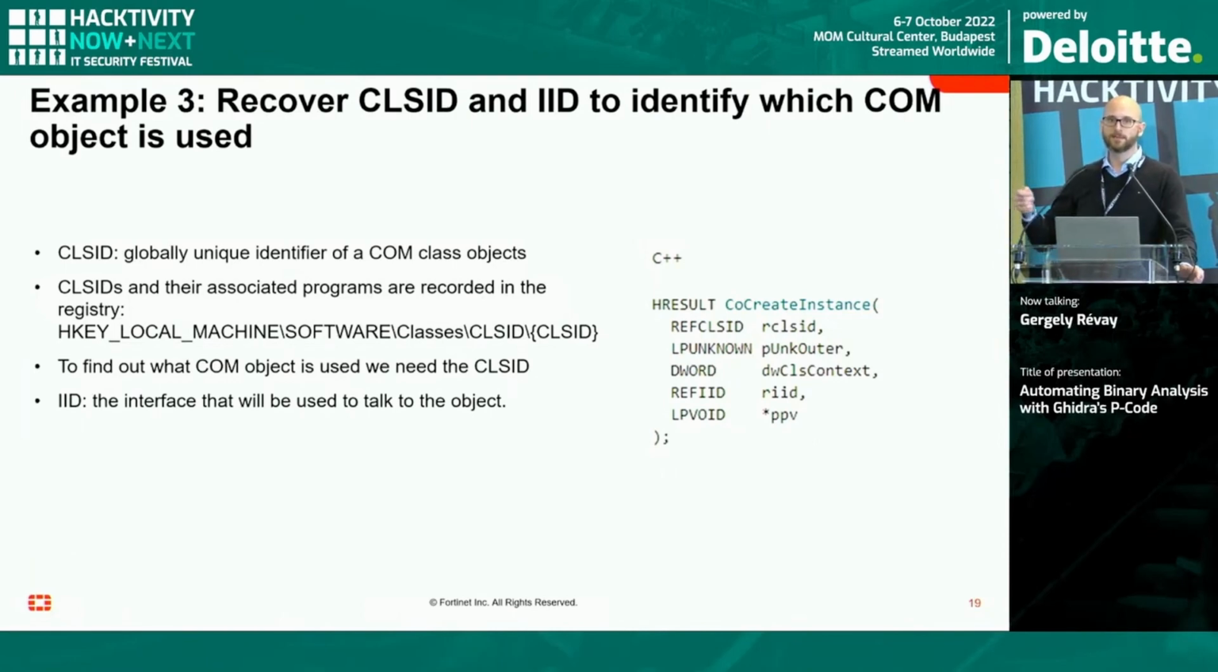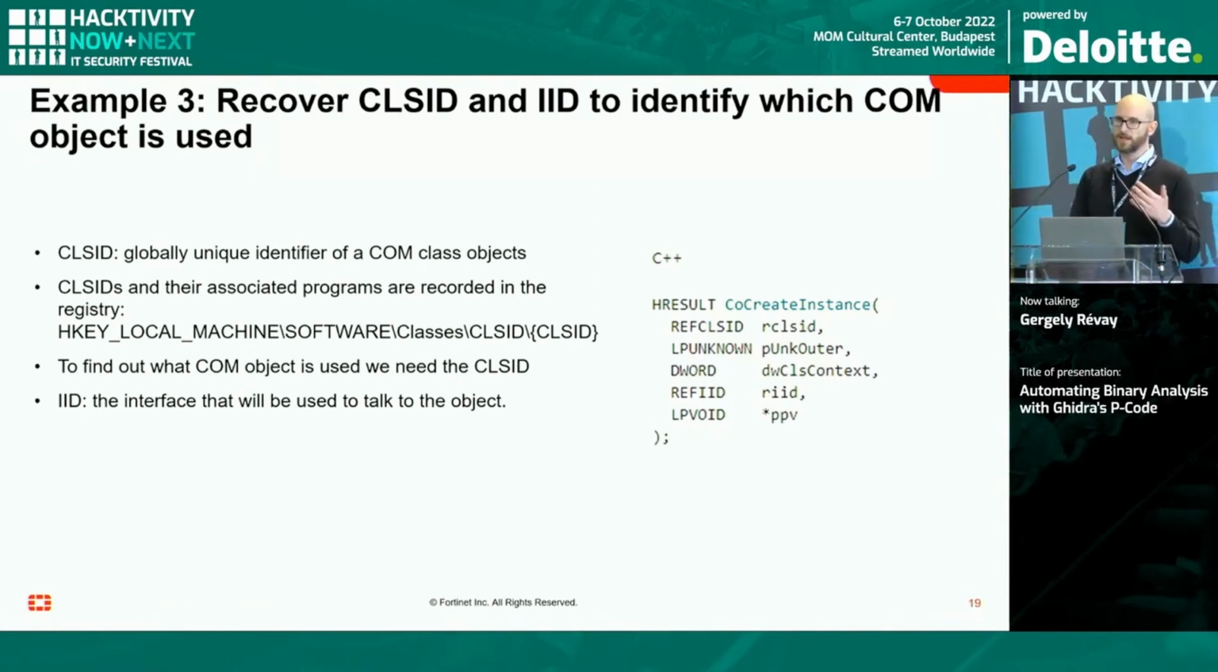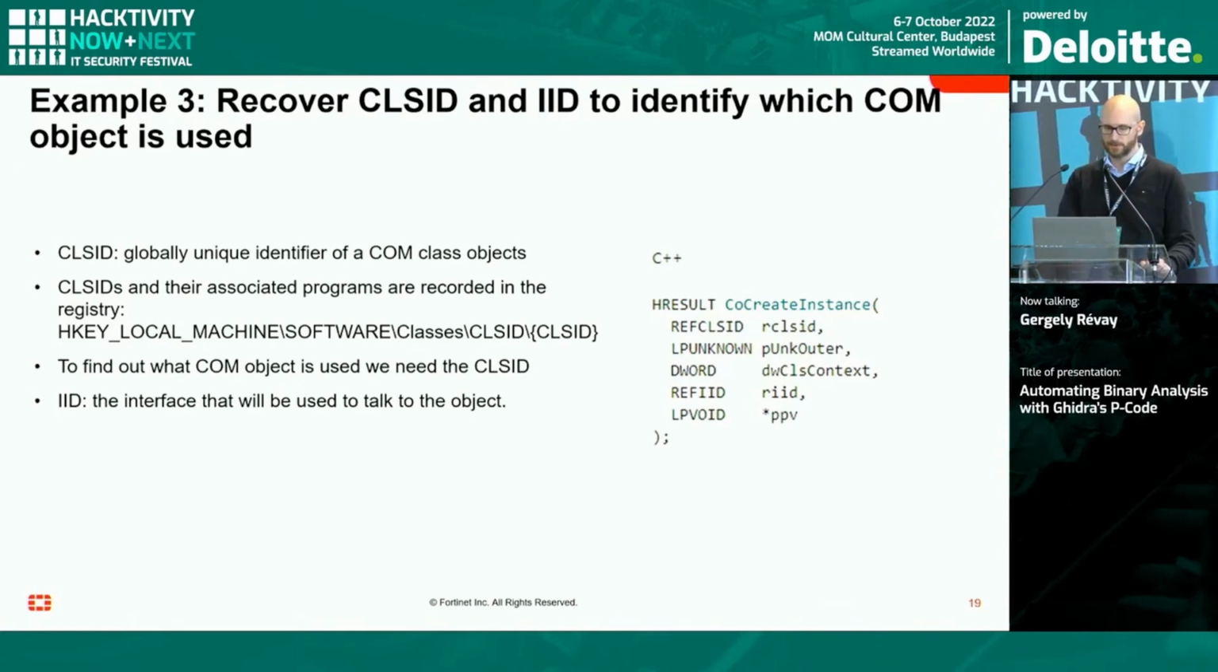It's going to tell you that this CLSID is going to call Internet Explorer, or whatever. So this is how you can figure out what COM object is being instantiated in your target application. The IID is a bit more tricky. Probably you will need some time in Google to figure out what a particular IID refers to, but it's still useful to recover.